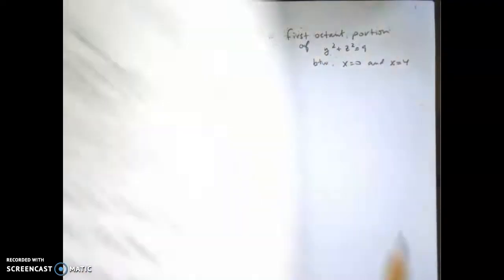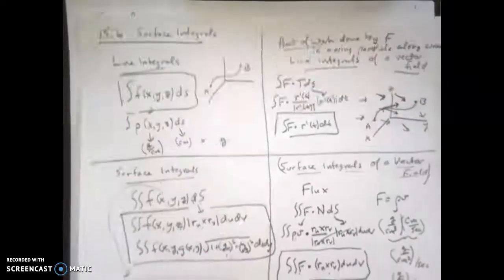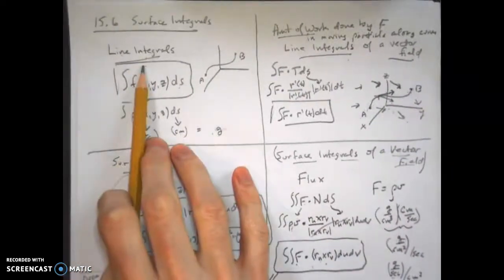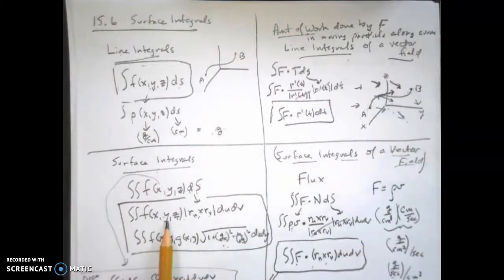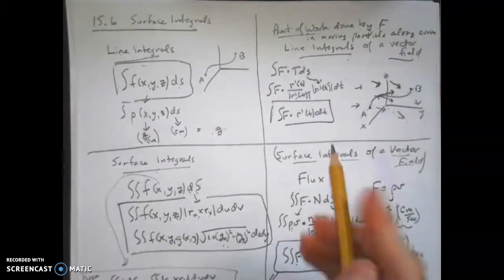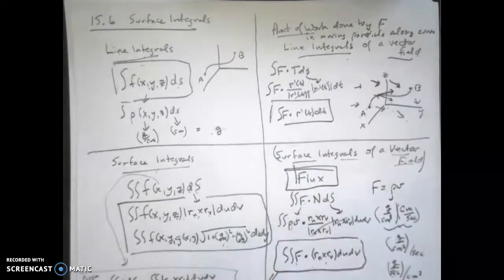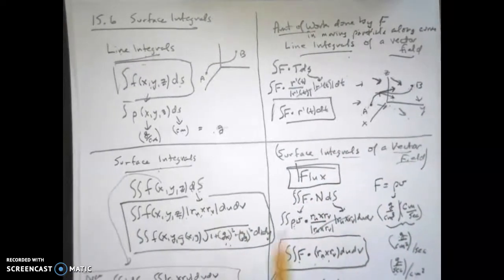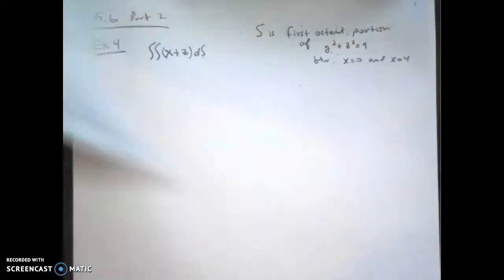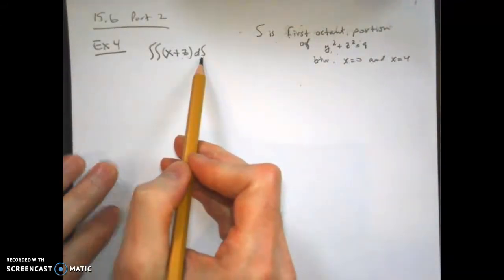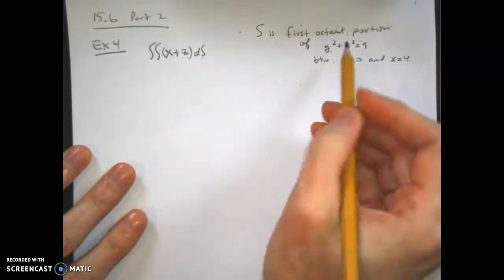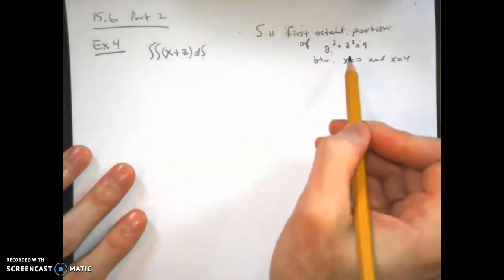Looking at what we did in the first video, here's a simple line integral, a line integral of a vector field, a simple surface integral, and then a surface integral of a vector field, or flux. What we're doing here is not flux. We're just doing a simple surface integral. We've got a function, x plus z, times your dS, and we've got the first octant portion of this surface.